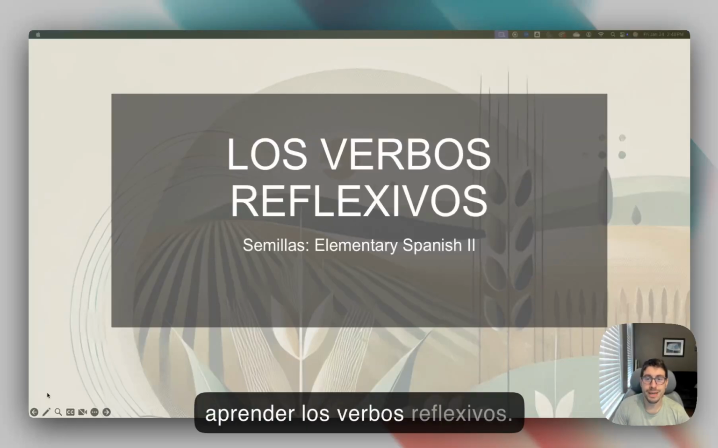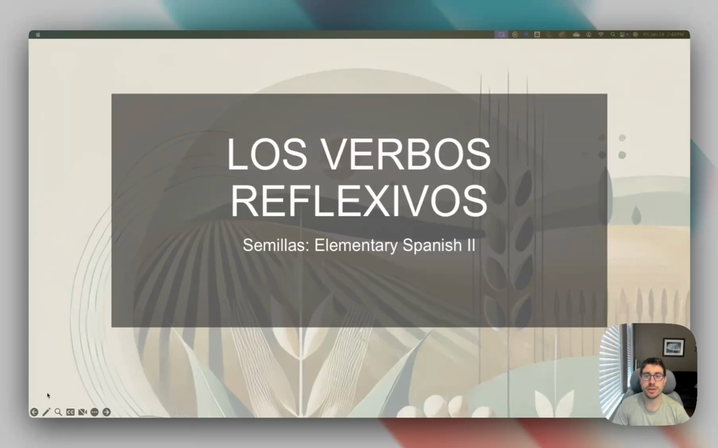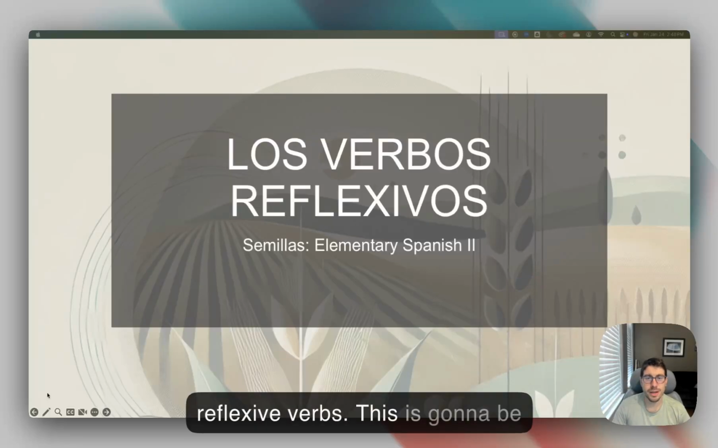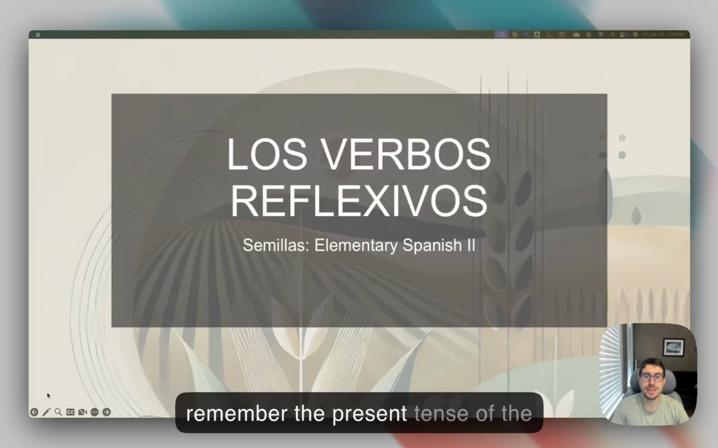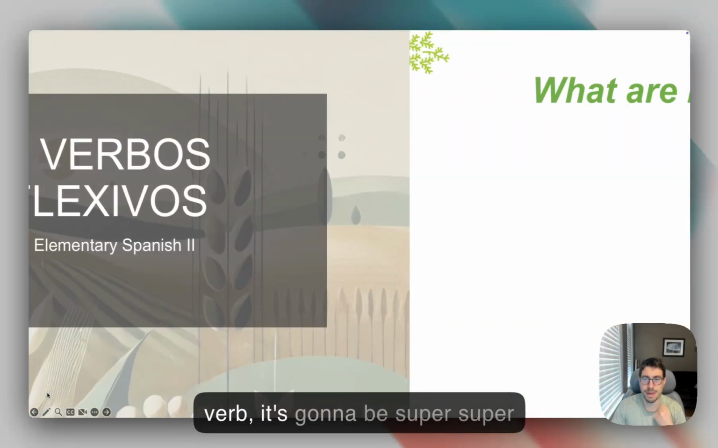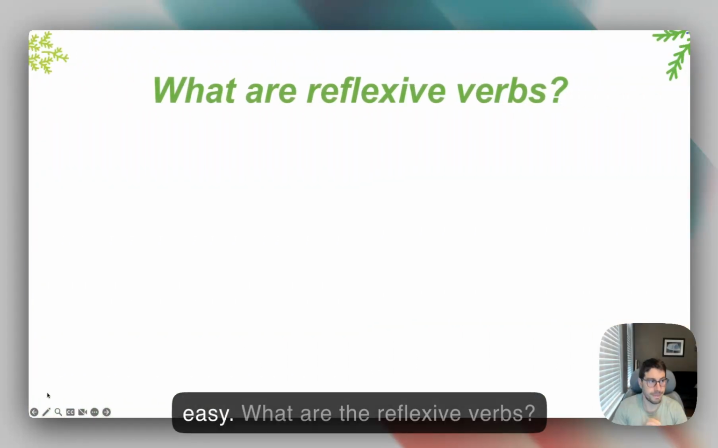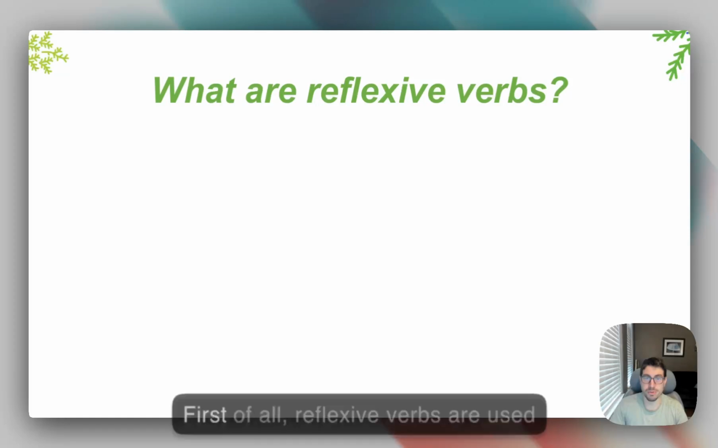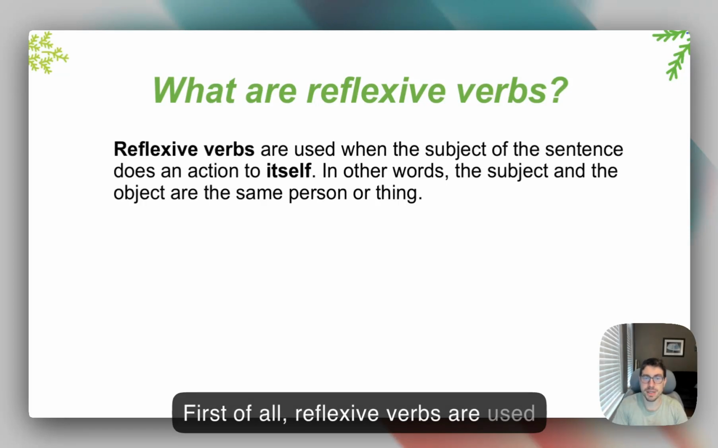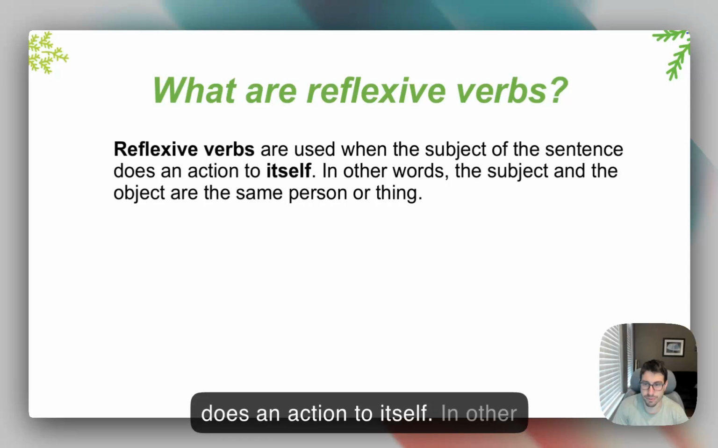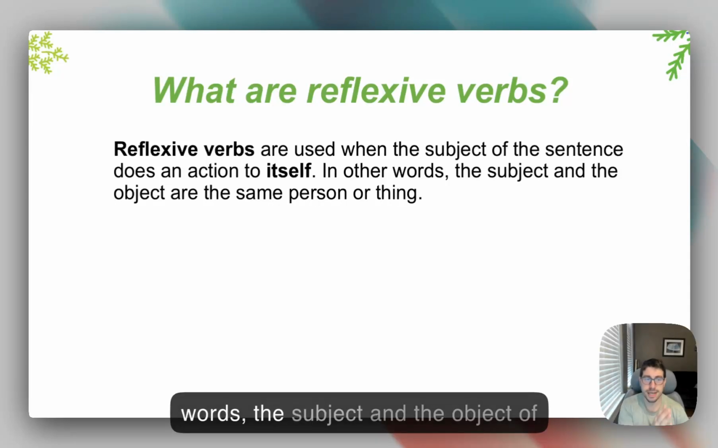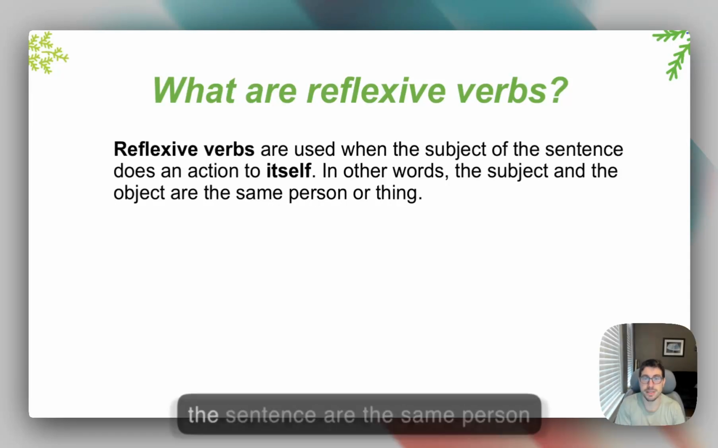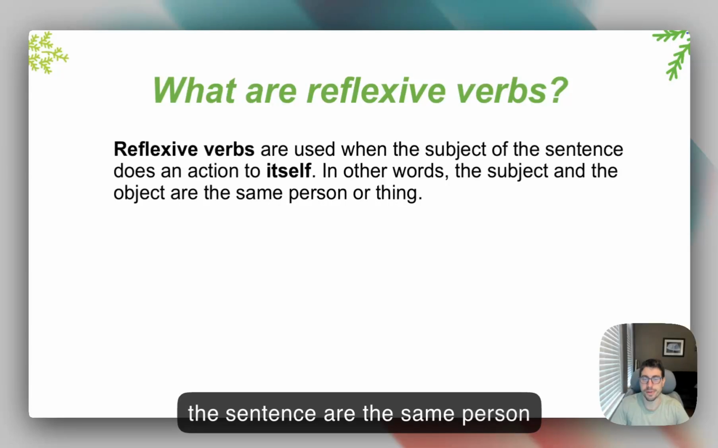Hola, hoy vamos a aprender los verbos reflexivos, the reflexive verbs. This is gonna be super easy, especially if you remember the present tense of the verb. What are the reflexive verbs? First of all, reflexive verbs are used when the subject of the sentence does an action to itself. In other words, the subject and the object of the sentence are the same person or thing.